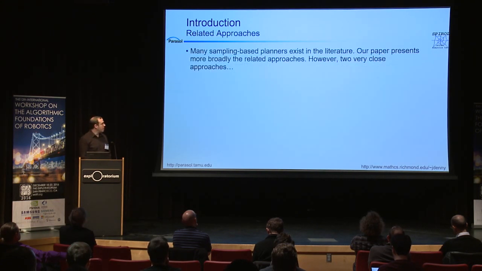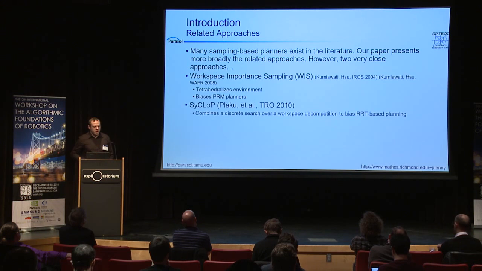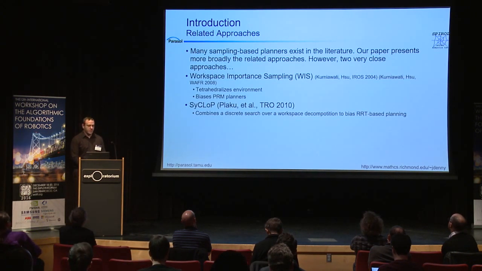Before we get to the details, I want to acknowledge that there is some very important related work in using workspace information to bias a planner, and I want to name two of them. One is workspace importance sampling, where they tetrahedralize the environment and use this tetrahedralization and a weighting over the tetrahedrons to bias PRM sampling. It's very important work, with very nice results to bias PRM planners. Another work is Cyclop, which combines a discrete search over the workspace decomposition to bias an RRT planner.